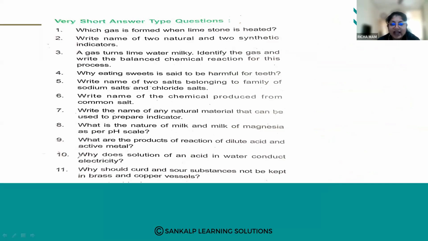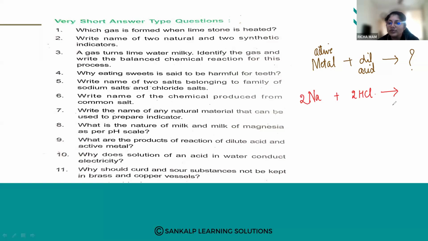What are the products of the reaction of dilute acid and an active metal? When an active metal reacts with dilute acid, what is the product obtained? Let us take an example of a metal like sodium reacting with 2HCl. What will it produce? It will produce 2NaCl plus H2 gas liberated. So this is the equation.